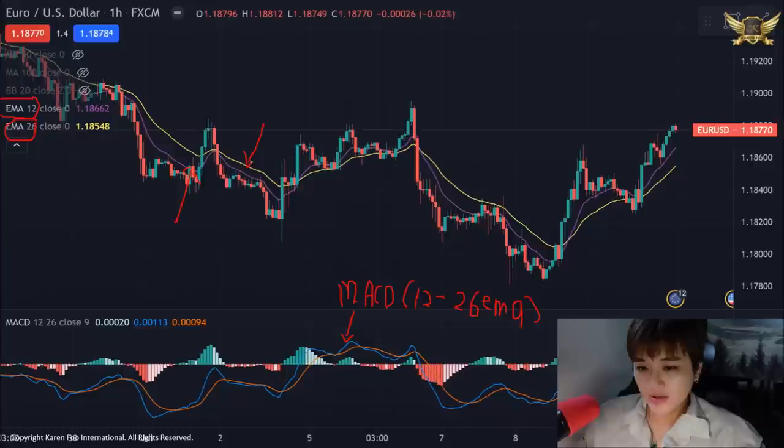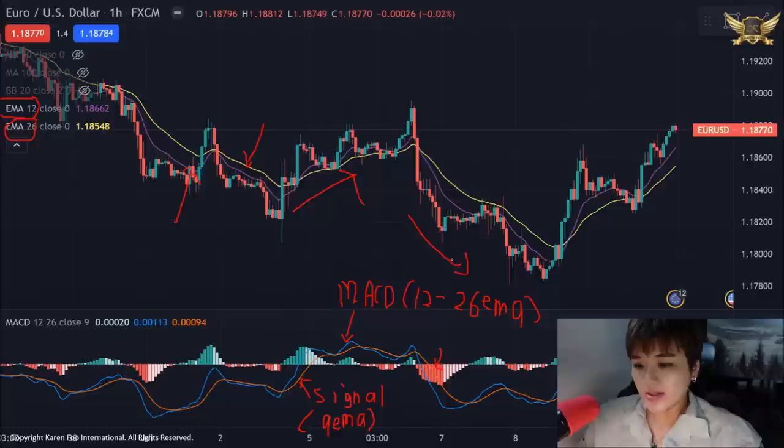Orange line is the signal line. Some people call it the trigger line. It is the 9 EMA of the MACD line. So when the blue line is above the orange line, price will have a tendency to go up. When the orange line is above the blue line, price will have a tendency to go down. Again, this is a lagging indicator, so if this doesn't work for you, then don't use it.